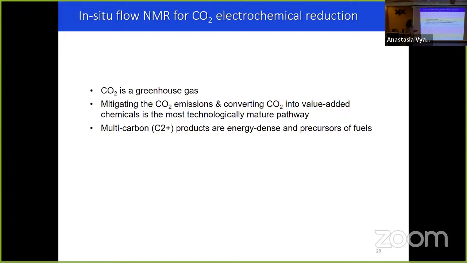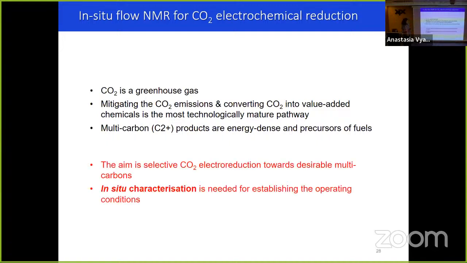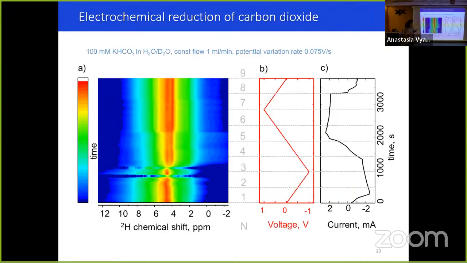Therefore, the aim is a selective electroreduction reaction towards desirable multi-carbons. So the aim is to produce material which consists of two carbons connected by a chemical bond. The simplest, most available is ethanol. So we need, therefore, an in situ characterization tool, and NMR is most suitable for this aim. So we used our setup for this kind of reaction.